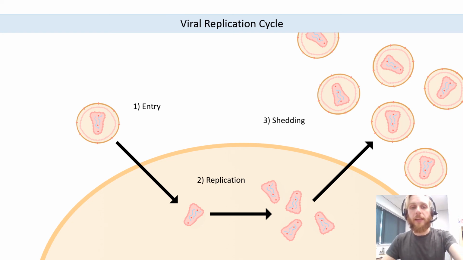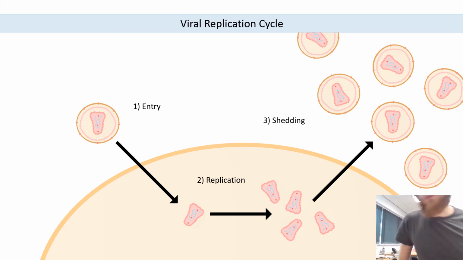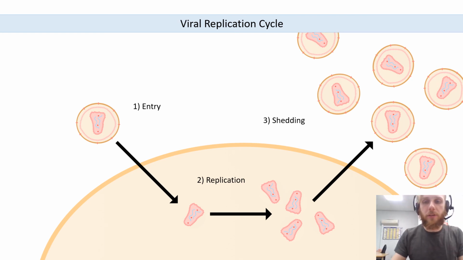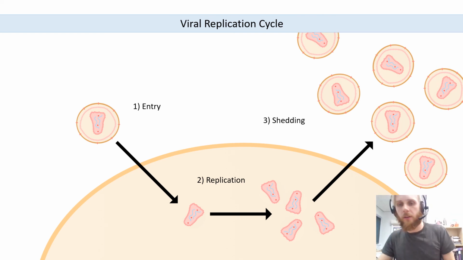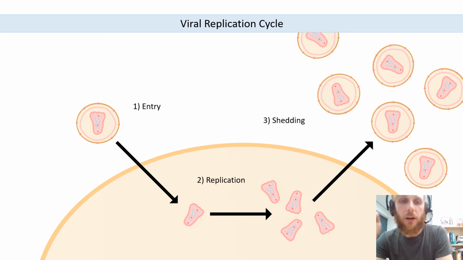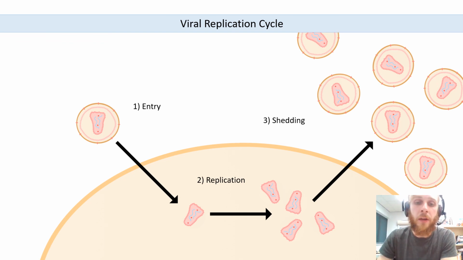Similar for HIV, it's not when the viral particles enter into the bloodstream, it's when the virus particles enter into the cell type they're going to infect. So for HIV, we're talking about CD4 cells, usually CD4 plus T cells. And that's the type of entry we're talking about.